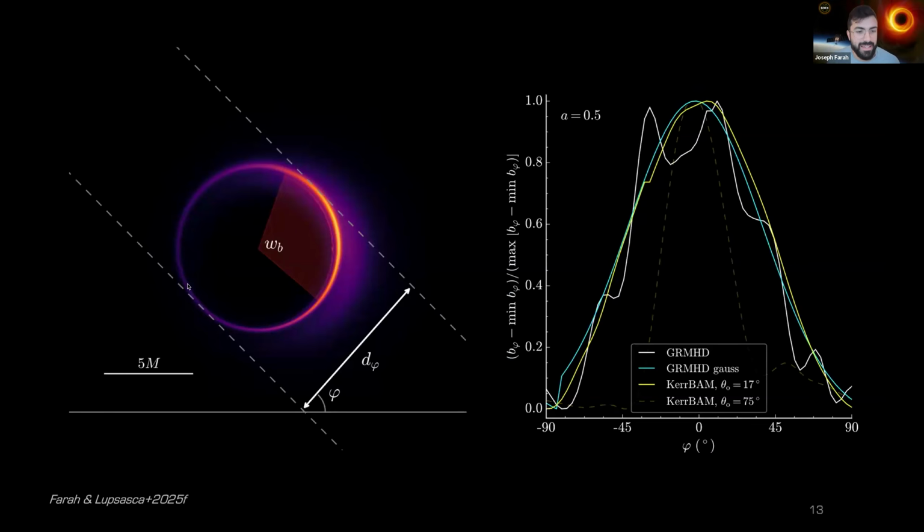What this quantity is, is you take the photon ring that you see and you measure how bright the intensity is along the ring as a function of angle.